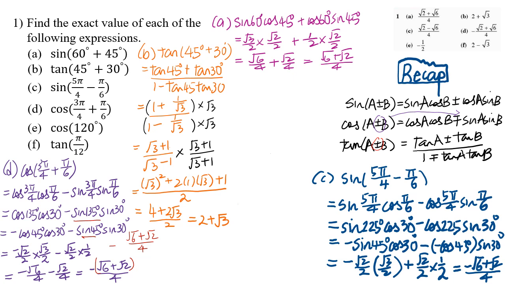Okay, let's look at E. So this is quite easy. Cosine 120 is equal to reference angle cosine 60, but cosine is negative in the second quadrant. So that explains the negative there. Gives you a negative half. And at the next slide, we will do part F, which is tangent pi over 12.